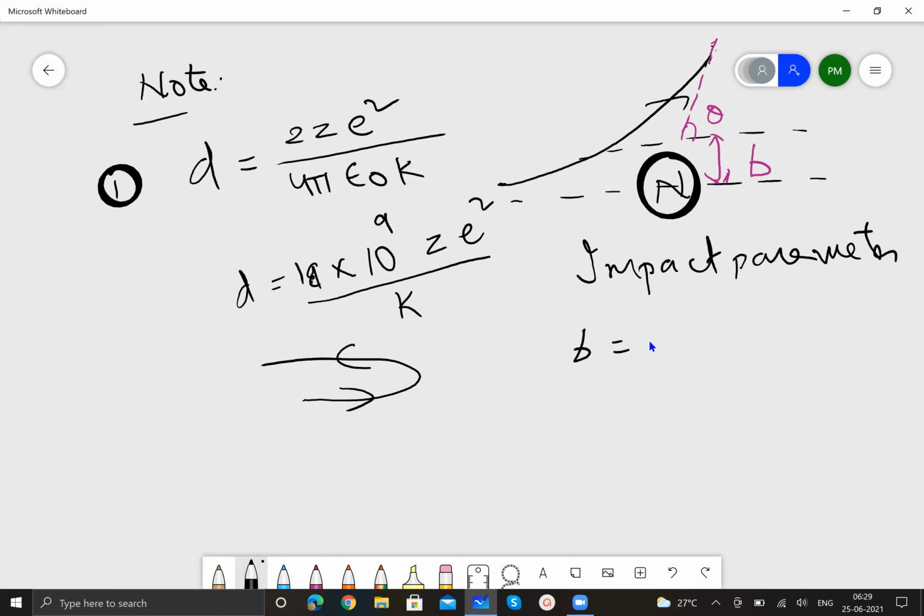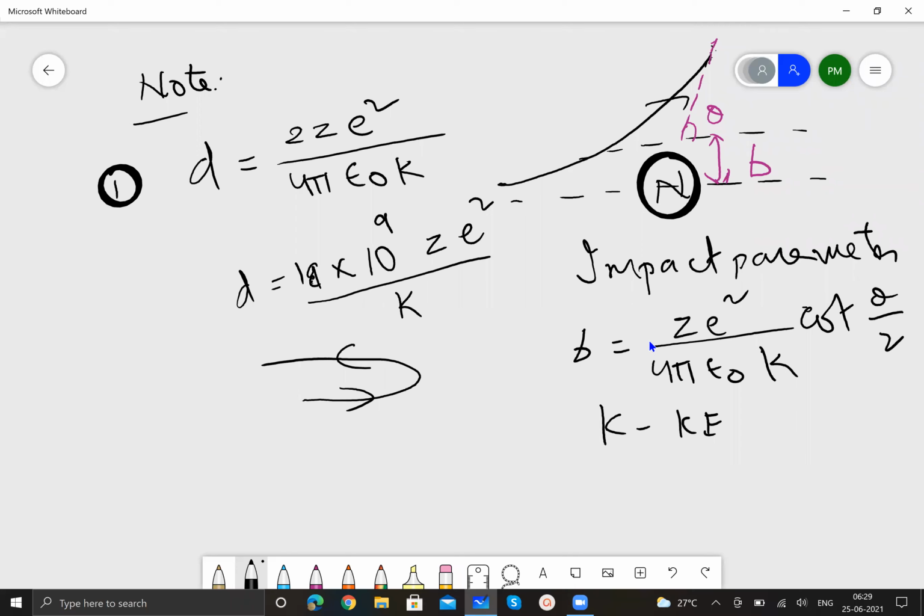B is given by the formula ZE square by 4 pi epsilon 0 into K, multiplied by cot theta by 2. So this is called the impact parameter. I repeat: ZE square by 4 pi epsilon 0 multiplied by K into cot theta by 2, K for kinetic energy of alpha particle.